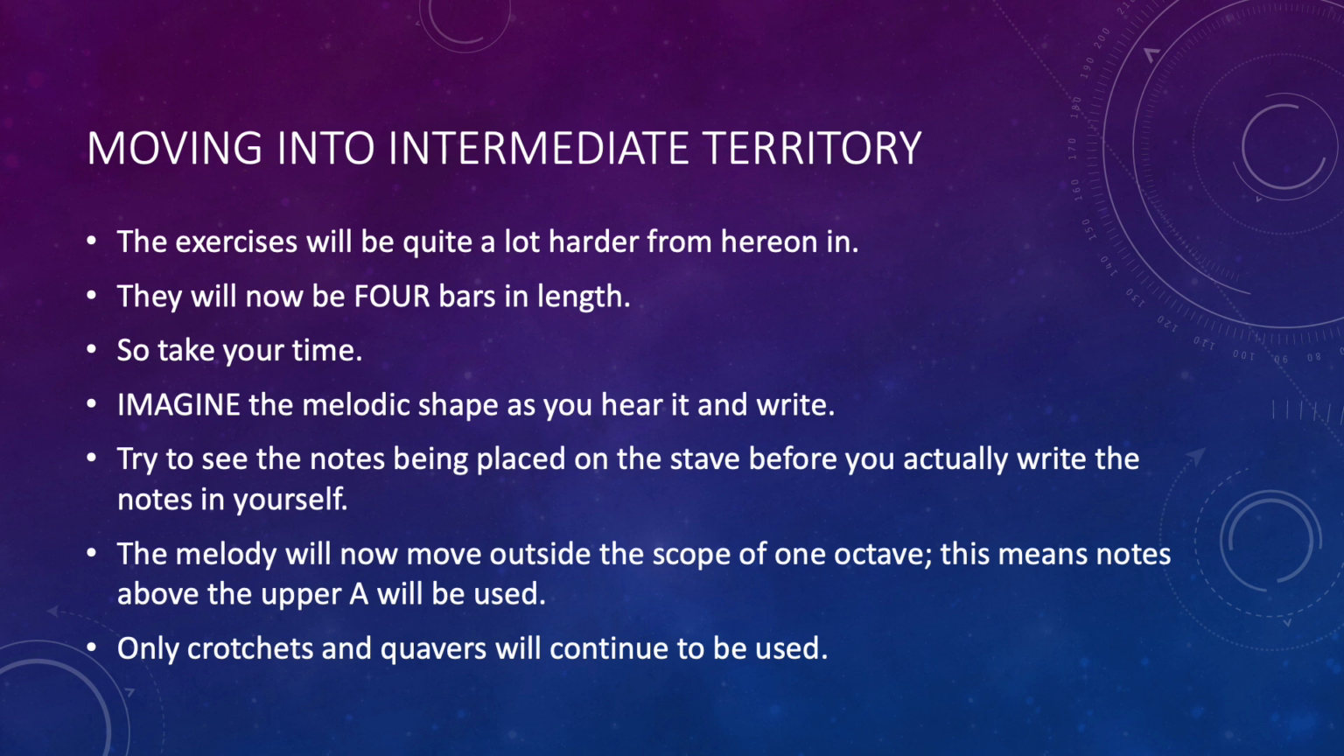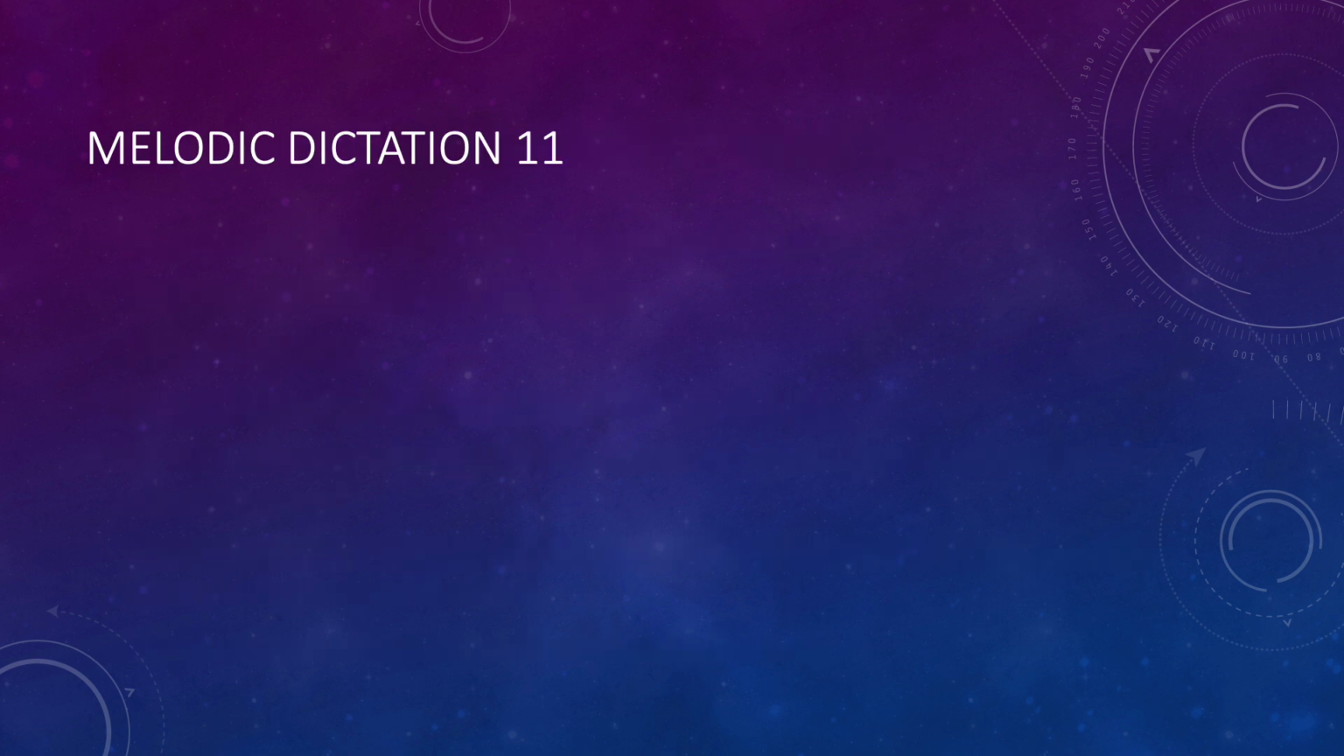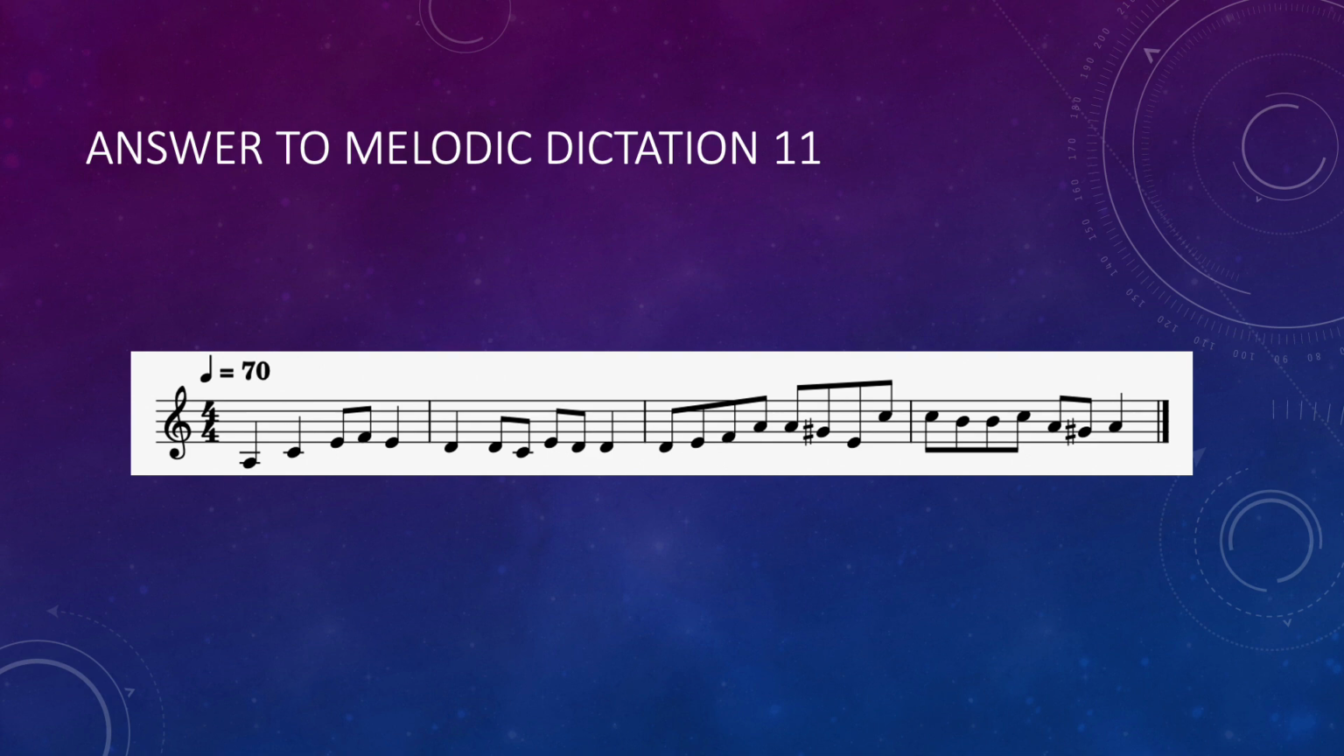The melody will now move outside the scope of 1 octave. This means notes above the upper A will be used. Only crotchets and quavers will continue to be used. Melodic dictation number 11. Here is the answer to melodic dictation number 11.